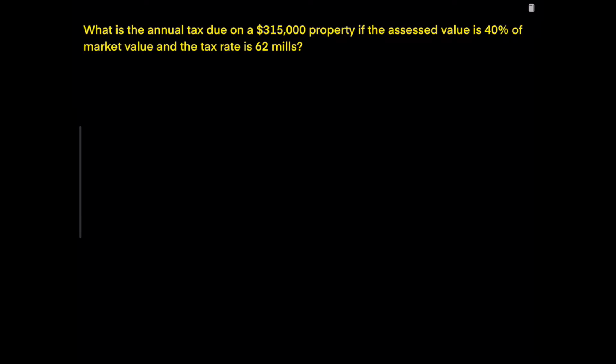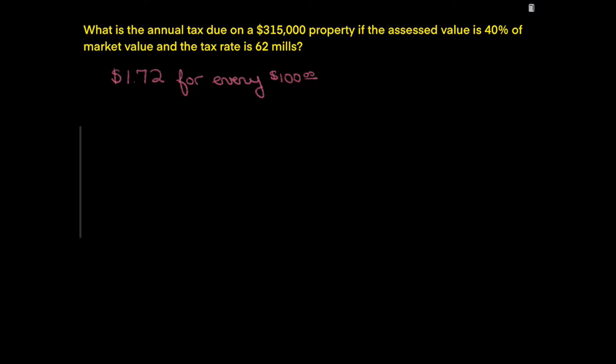What is the annual tax due on a $315,000 property if the assessed value is 40% of market value and the tax rate is 62 mils? When it comes to looking at taxes, let's just review that in North Carolina, we do our taxes a bit differently. In North Carolina, we say, hey, we pay a dollar amount, maybe $1.72 for every 100 of value, and that would be the assessed value.